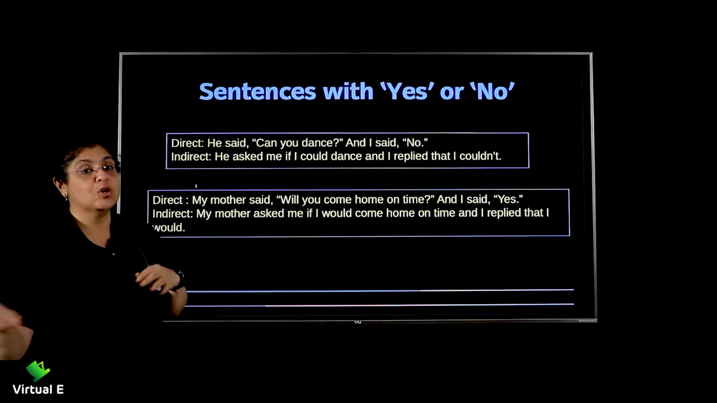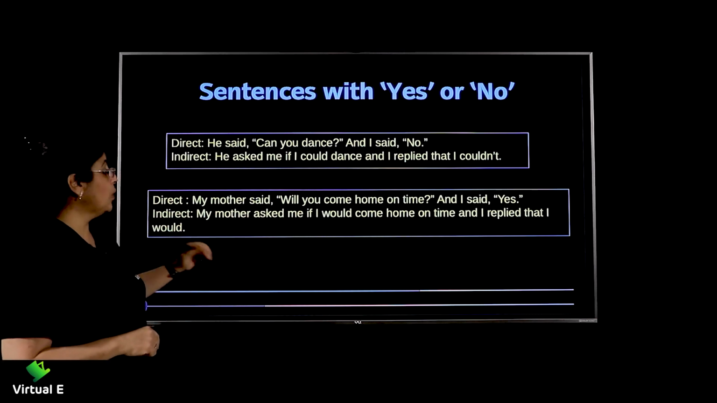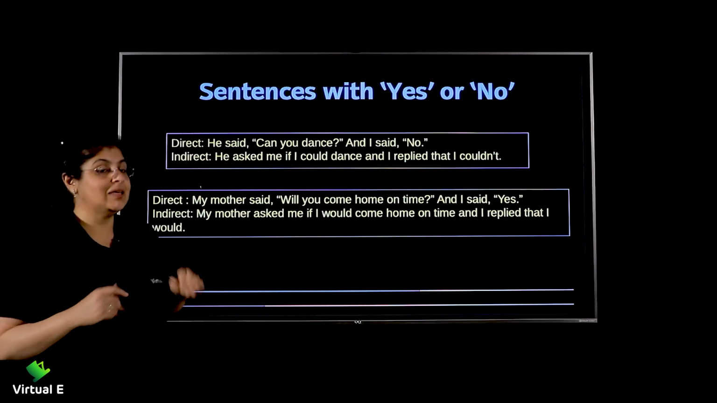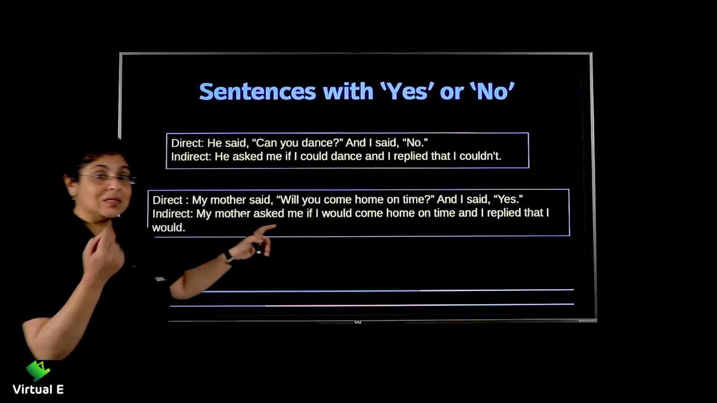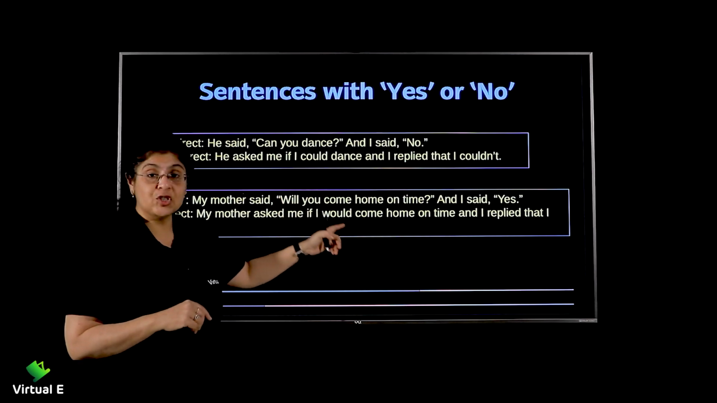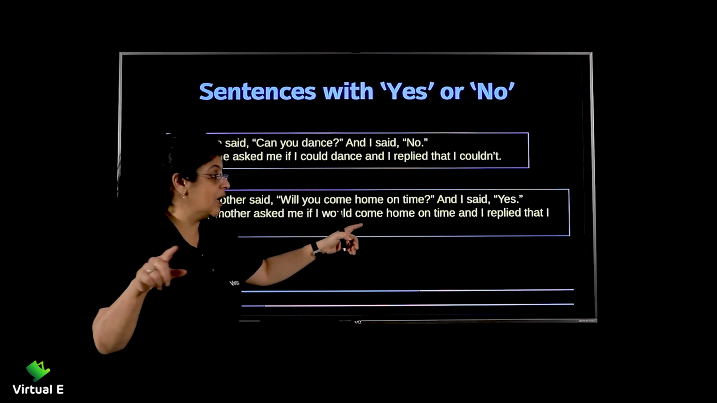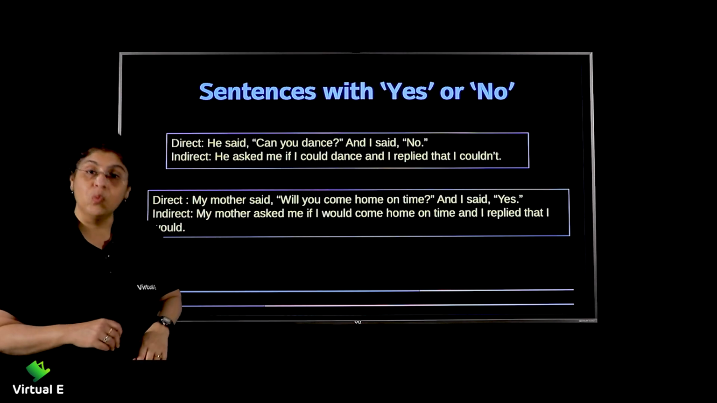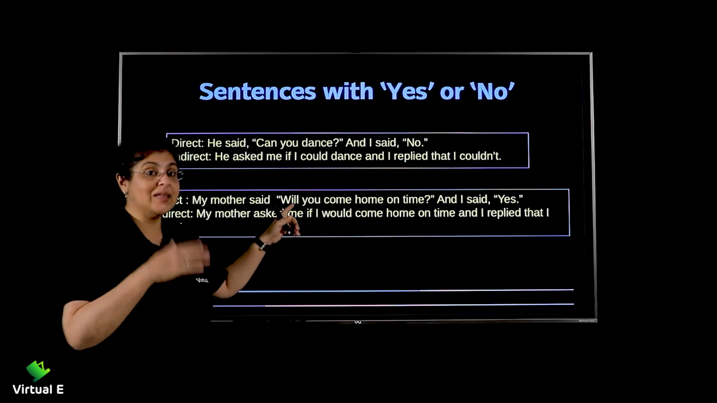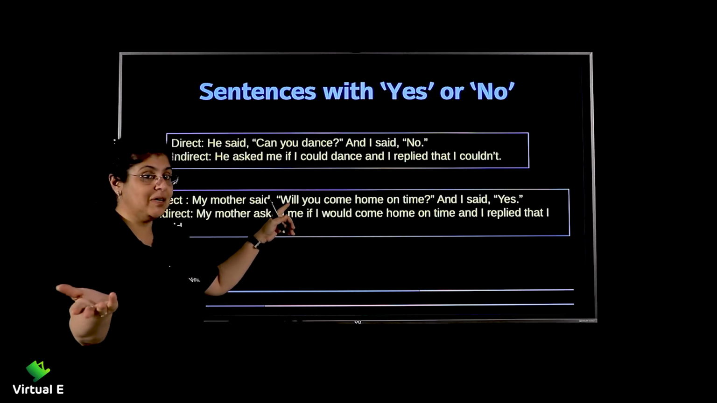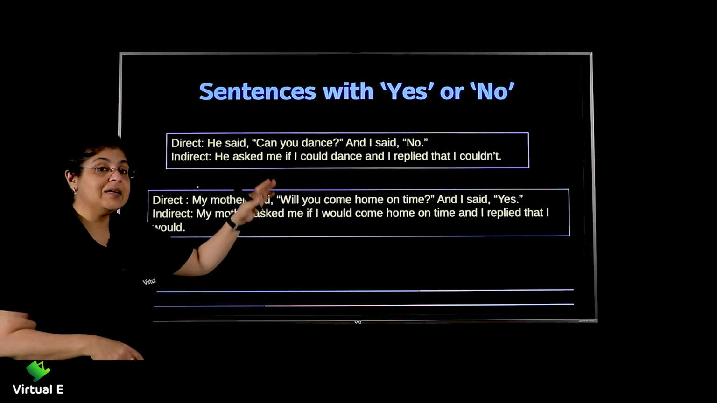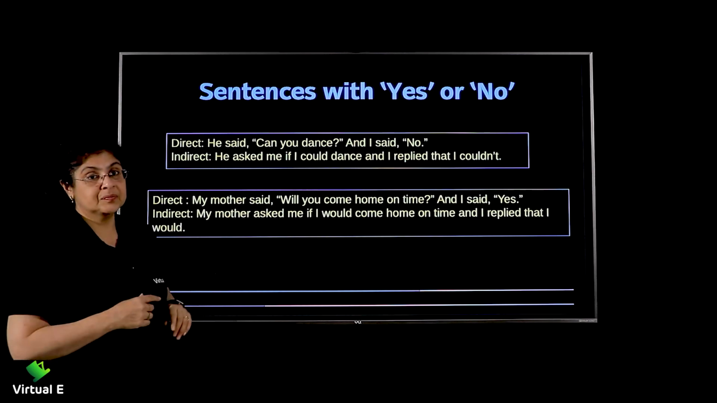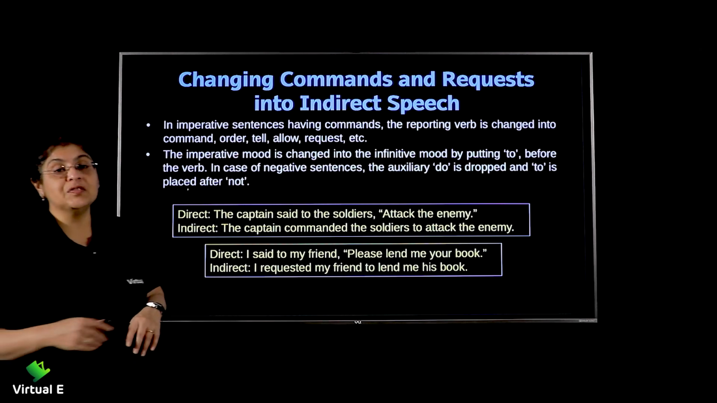Can't changes to couldn't. Likewise, my mother said, will you come home on time? And I said yes. My mother asked me if I would come home on time, and I replied that I would. Will is there, no? Yes, I will. That should have been the complete answer. So, replied that I would. Will changes to would.